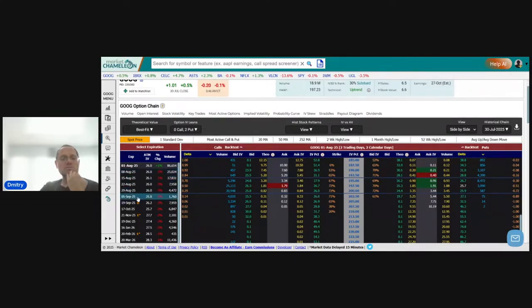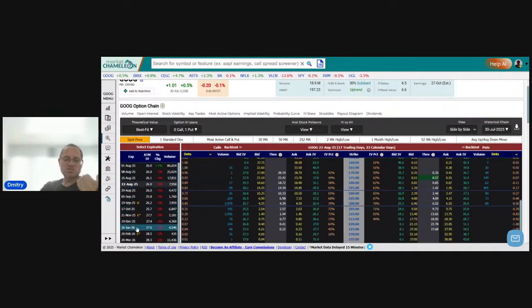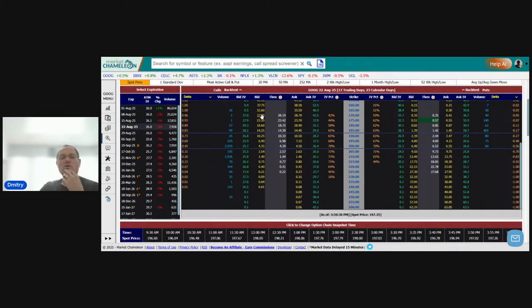All right. So let's come out here. These are the different expirations available for trading in Google. So I clicked on August 22nd, and now we have all these different call options. So these are the strikes, all these different call options. We have all these different put options.